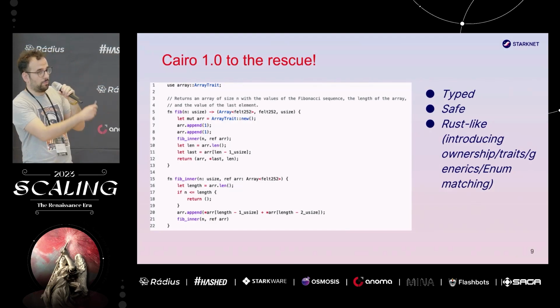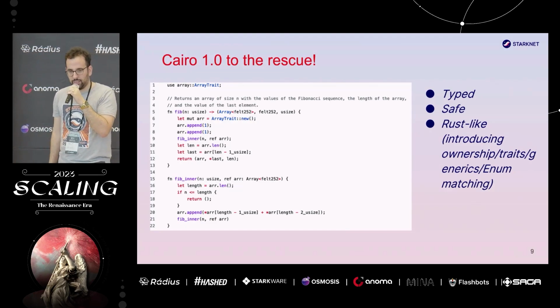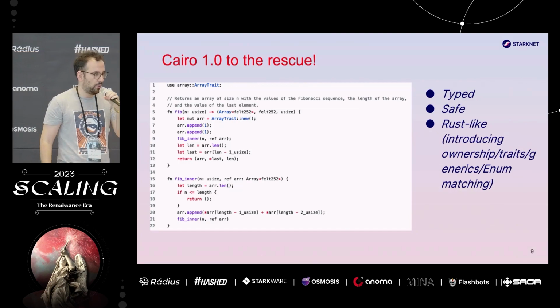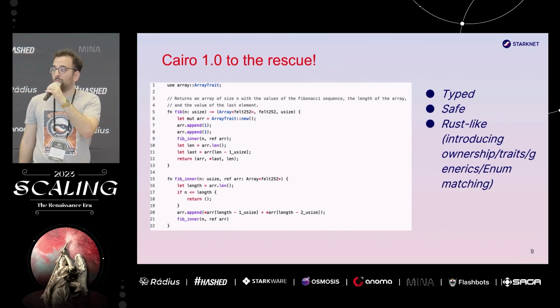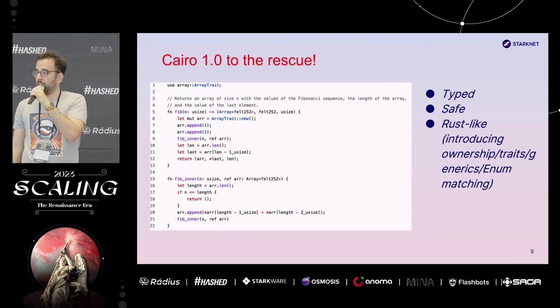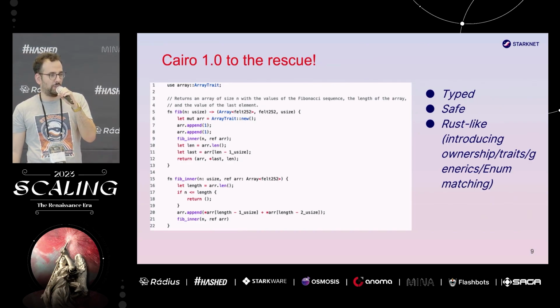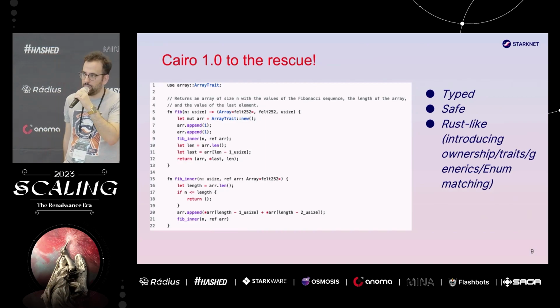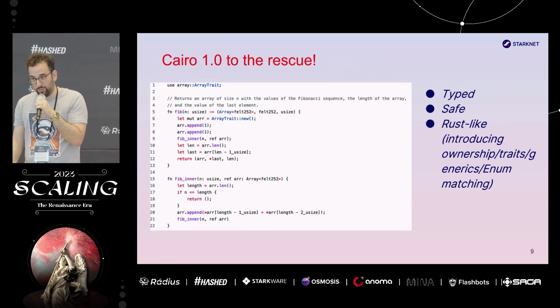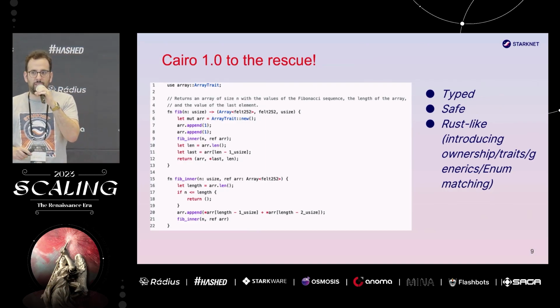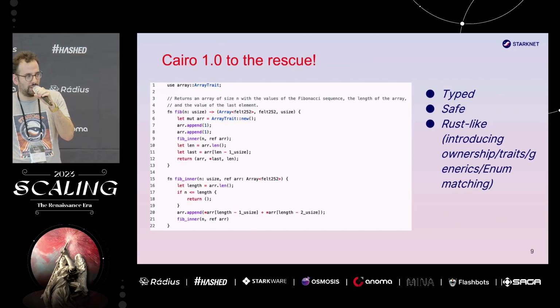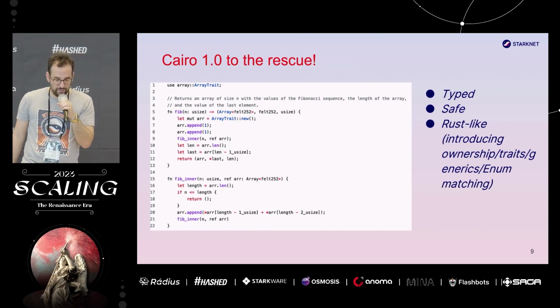Okay, so Cairo 1 came to fix all that. And Cairo 1 is modeled in the spirit of Rust. So you have a lot of features that the Rust community very much appreciates. You have enums and matchings, you have traits and impls, you have generics. These are things that were pretty much unimaginable in the world of Cairo 0.